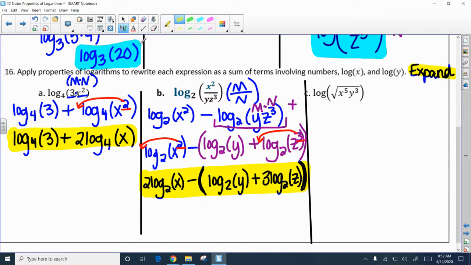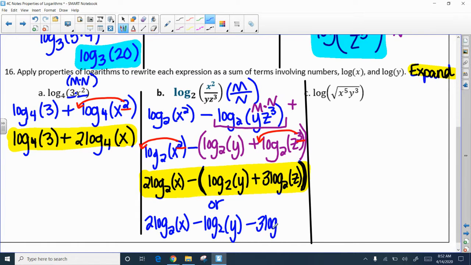The other way we can write it is I can distribute this negative to both of these. And then if I rewrote it that way, it'd look like this. 2 log base 2 of x, that doesn't change. This would be minus log base 2 of y. And then I'm also distributing the negative to this. I'm subtracting both of these terms. So then I'd have minus 3 log base 2 of z. And so that's another way to write that as well.